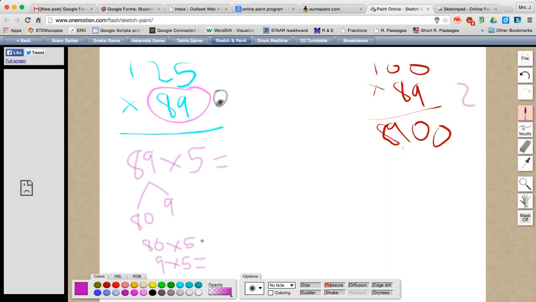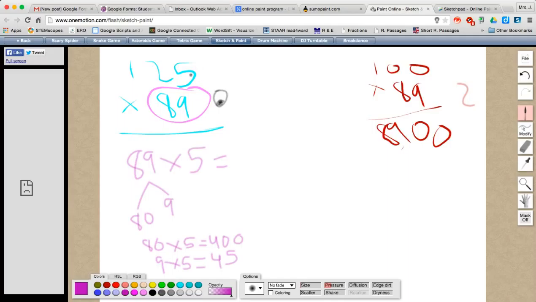All right, and for my 80 times 5, I'm going to cover up this 0 and do 8 times 5, which is 40. But then I have to add my 0 back, and that's where we forget sometimes. So make sure if you cover up a 0, you add that 0 back. And then 9 times 5 is 45. Super easy because I just did 8 times 5, and that's one more 5.